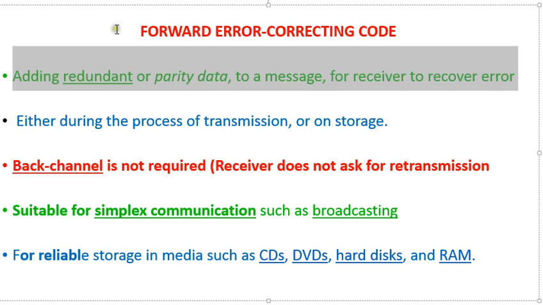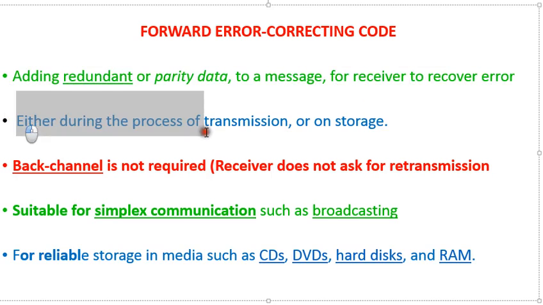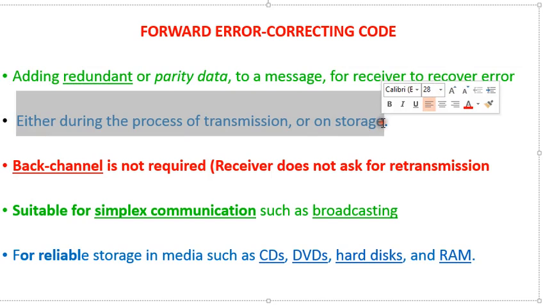Then this redundant data will be used for correcting the error, which means as the transmitter is sending the data, it will send the original data together with the data that will be used for correcting any error in case it happens during the transmission. And either during the transmission or at the storage, the error can occur, so we can use that redundant data or the parity data in order to correct the error.